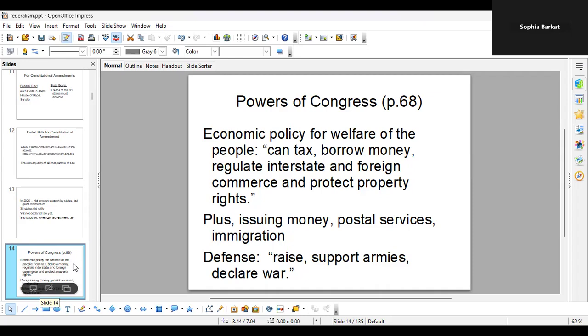Defense. It can raise and support armies and declare war. So Congress has the right to create the military, a standing military, to support armies with defense funding, and to declare war.